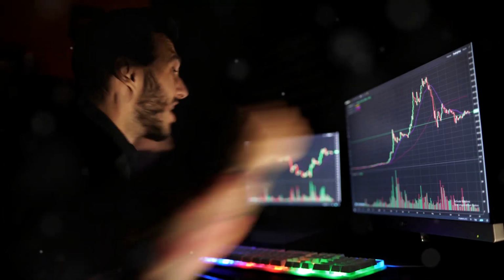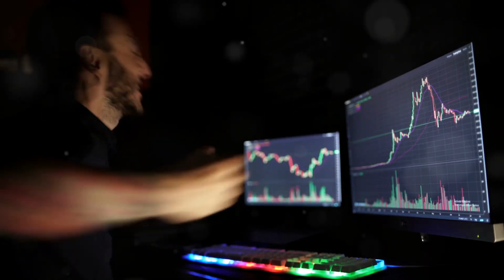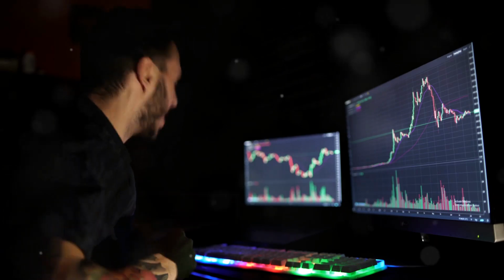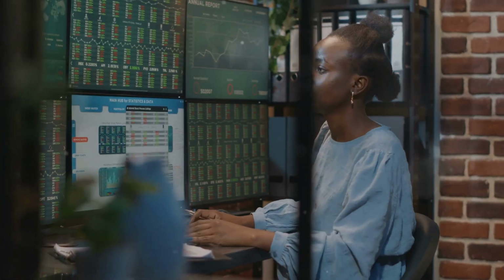If you don't like guessing games but still want to win at trading, then mastering indicators is your golden ticket. All right, let's break it down.